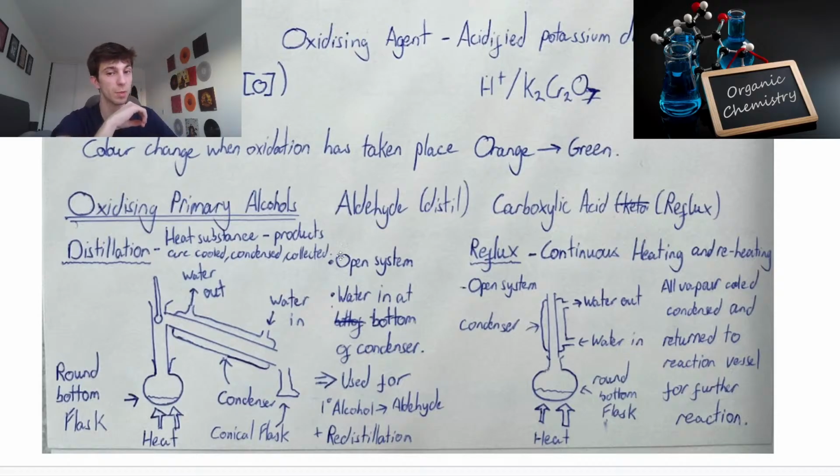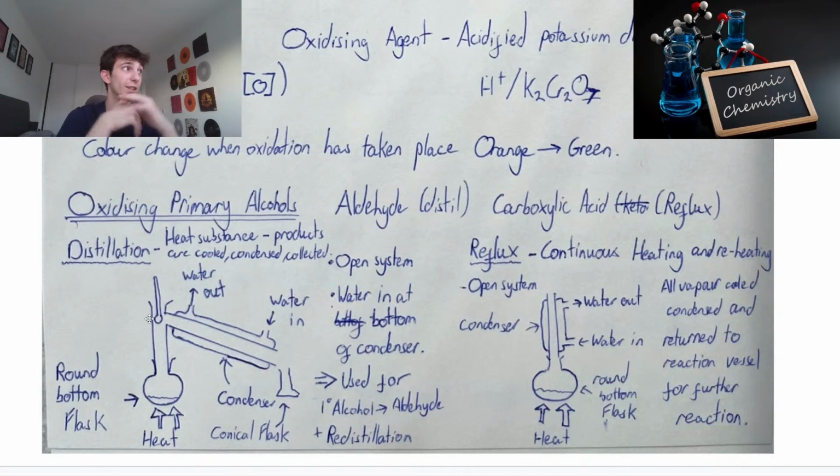Because you need that open system as well. We cannot have that build-up of pressure, okay? So this is used for the primary alcohol to go to an aldehyde, and also we tend to use it for redistillation. Because we need to have that open system so we don't have the build-up of pressure, which would cause our glassware to crack. Okay, it has to be an open system.